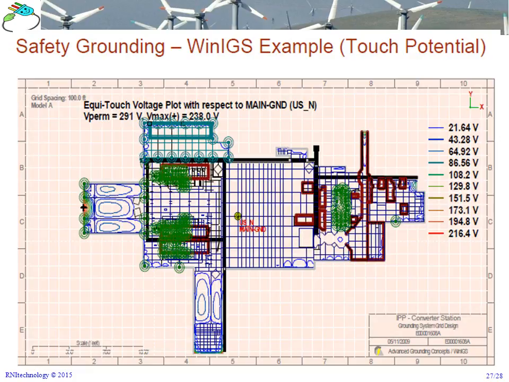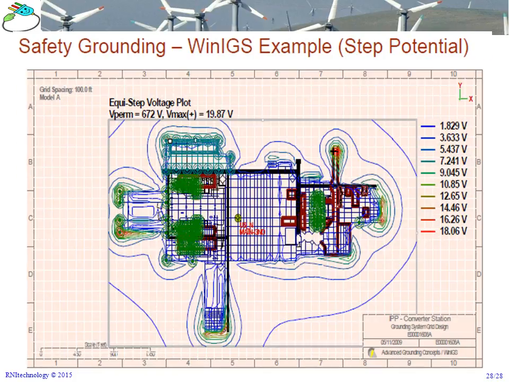Touch potential, or touch hazard analysis. You will see also levels of touch ranging from as low as 21.64 volt in blue, and the red one, which is the highest level of touch voltage gradients, 216 volt. But the maximum one you could get from the design is 238, as you see from the top, which is lower than the permissible. That means this design is good, since it's lower than 291 volt.